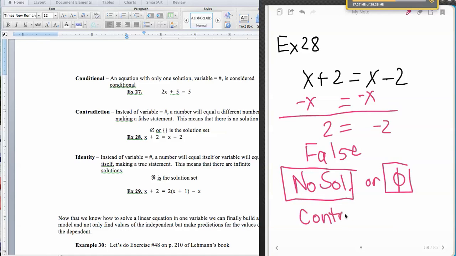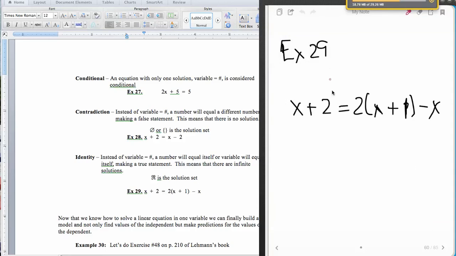And again, this is not the answer. It is simply a naming convention for what this type of equation is. So this contradiction is nothing more than the type of equation. The answer, again, is what I've boxed for you there. Now we'll move on to our third type of equation.